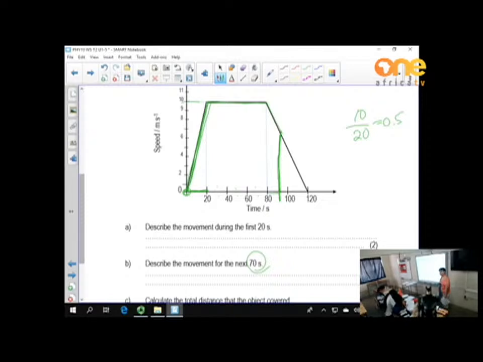It is 70 seconds. What is the deceleration? We can work it out. It's the gradient of the line. Does it only have to be that gradient over there? No, you can work out the whole gradient. So it's change in y over change in x. It's going to be 10 over 40.